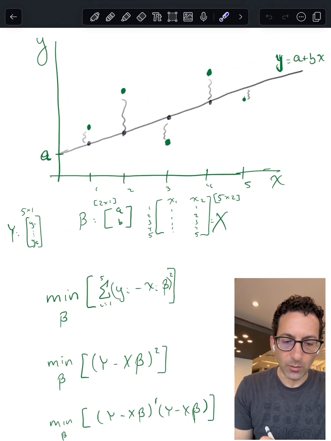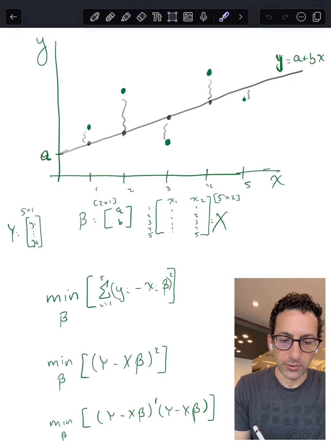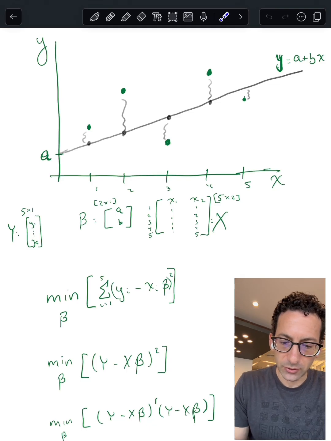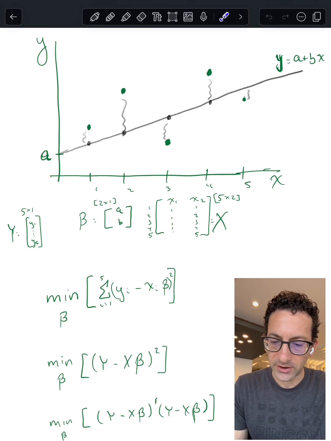So let's say we have 5 data points. Y is just this 5 by 1 vector. Beta is a 2 by 1 vector. It doesn't have to be, it's for each x. And then let's say X is a 5 by 2 matrix.